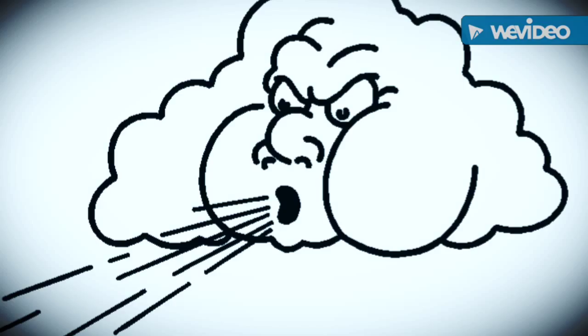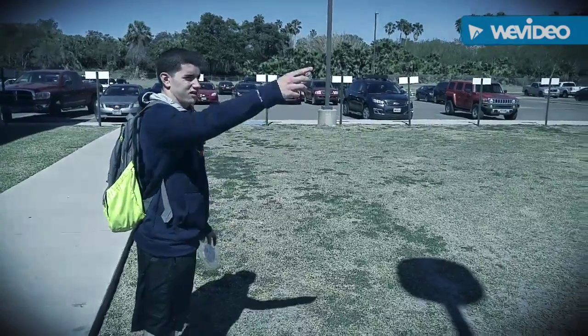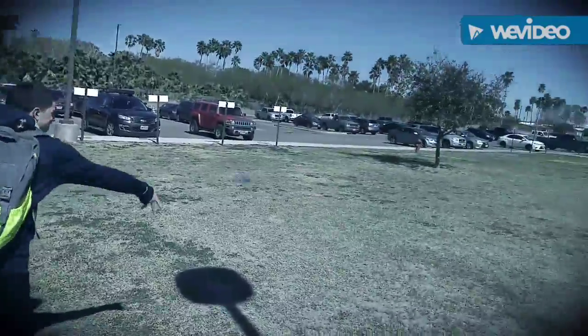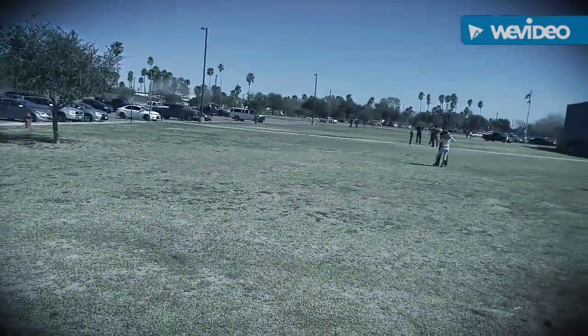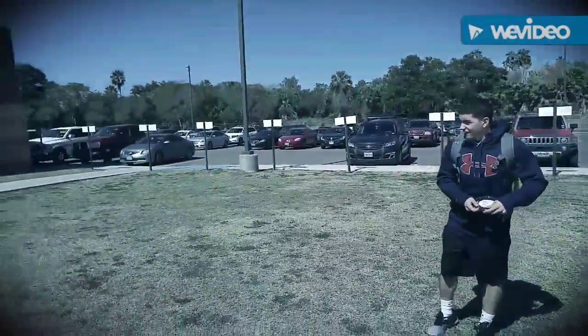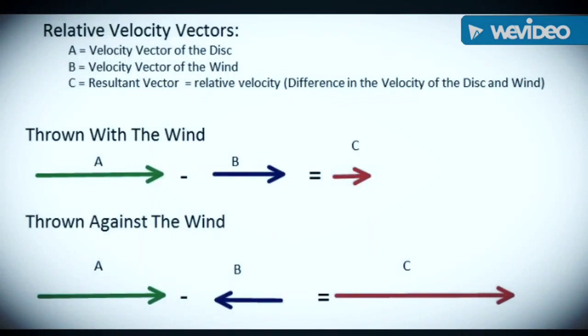Next, we wanted to see how throwing against wind and along wind will affect the Frisbee's overall range. First, we threw the Frisbee against the wind. Next, we threw it along the wind. This diagram shows basically what happened. Throwing against the wind added more of a force compared to throwing with the wind. Therefore, that's why the Frisbee going with the wind flew further than against the wind.